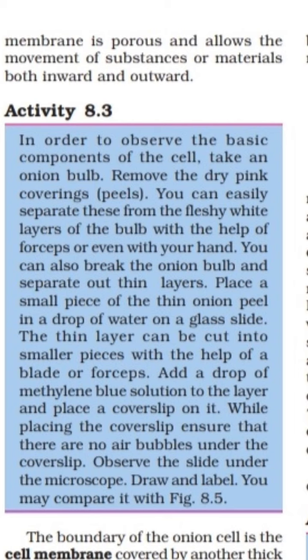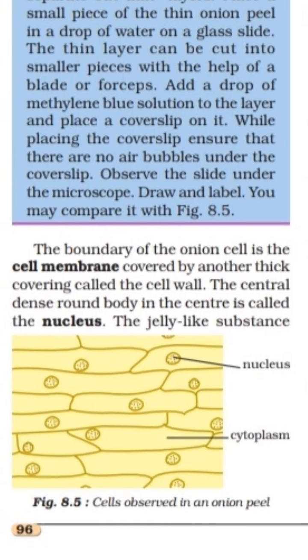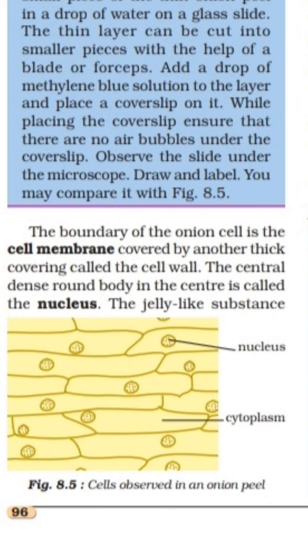Then observe the slide under the microscope, and draw and label. You may compare it with figure 8.5. Downside, figure 8.5 is given: cell observed in onion peel. Here the figure below shows a cell observed in an onion peel.